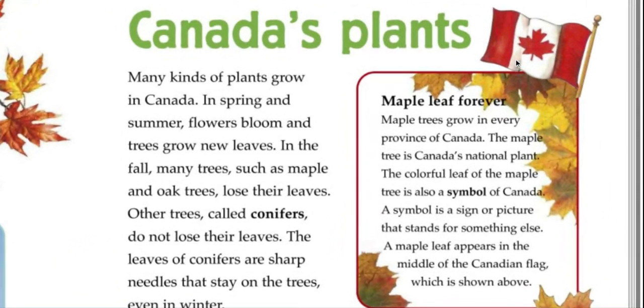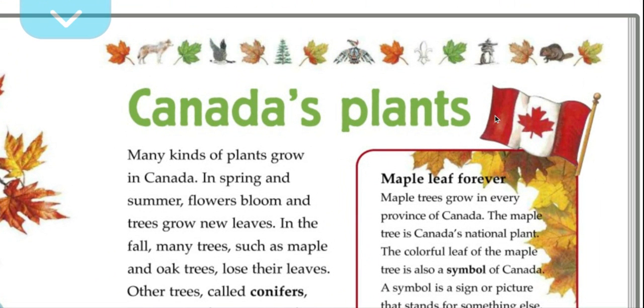Let me zoom in for you. So this is the Canada flag. The two colors that are used are red and white. You can see the white is in the middle. Then it's kind of like a switchback. And there is a red maple leaf in the middle.